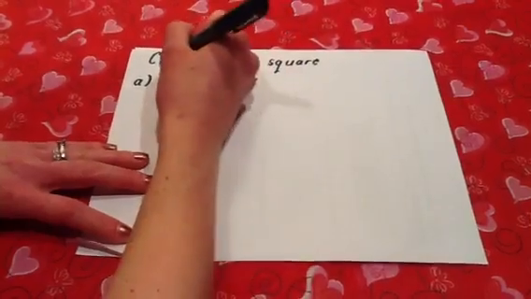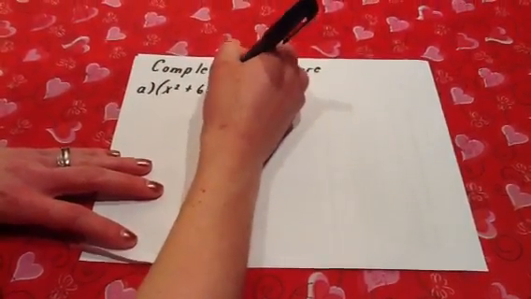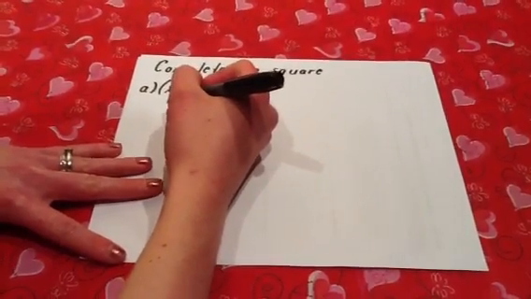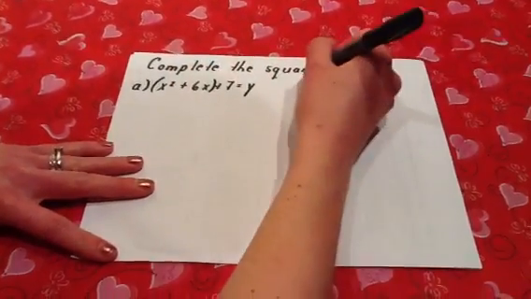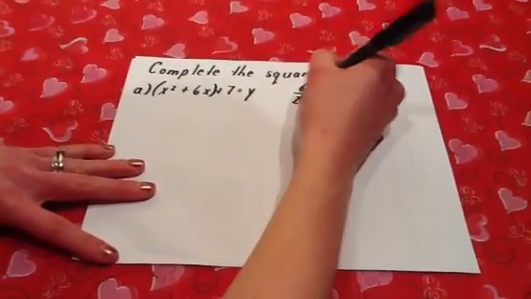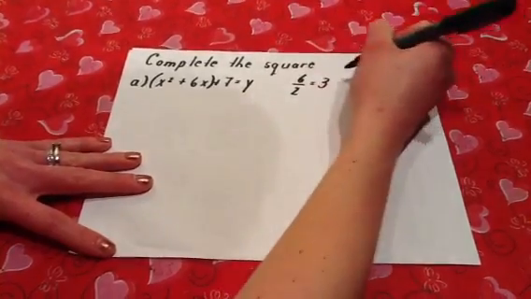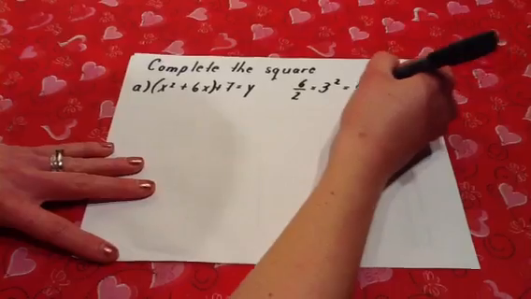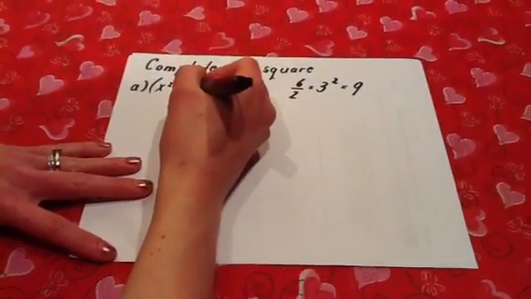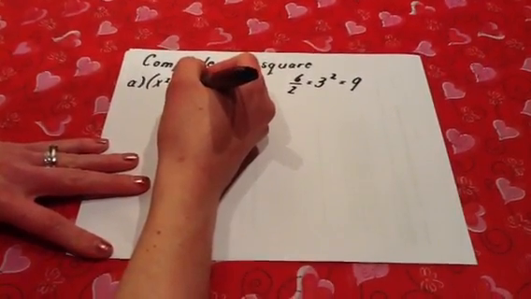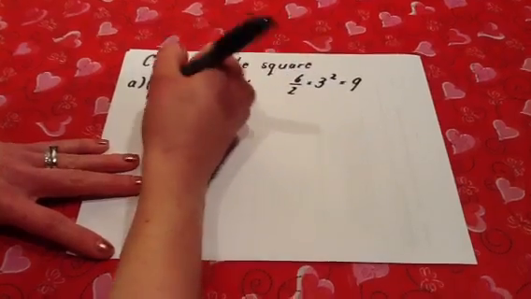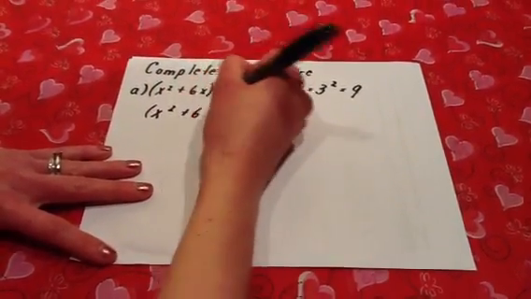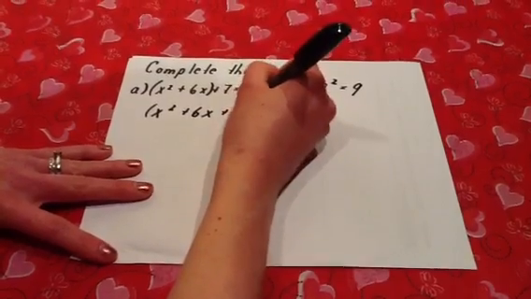So the first step is to put brackets around the first two terms. With these two terms, we want to form a perfect square trinomial. So we take the 6 and divide it by 2, which is 3, and then we square the 3, which gives us 9. This 9, we're going to add into this binomial in order to form a perfect square trinomial. So it'll look like x squared plus 6x plus 9.